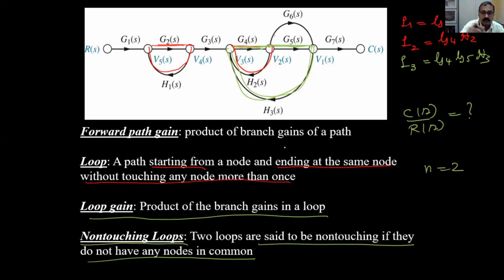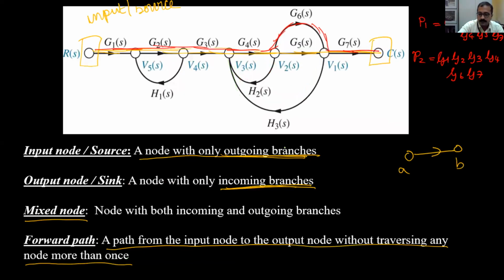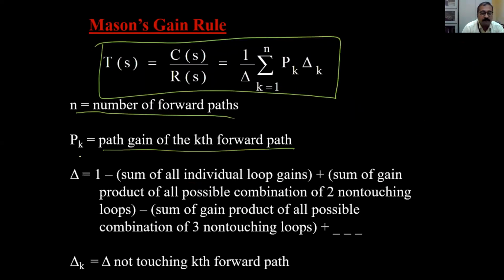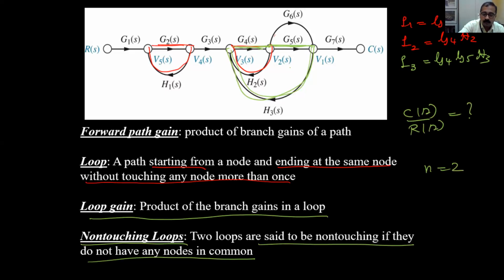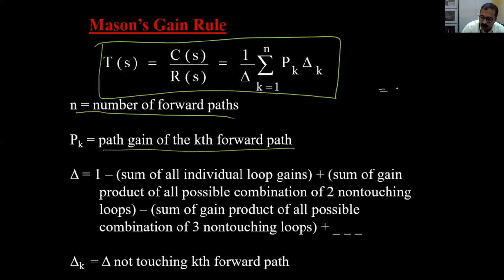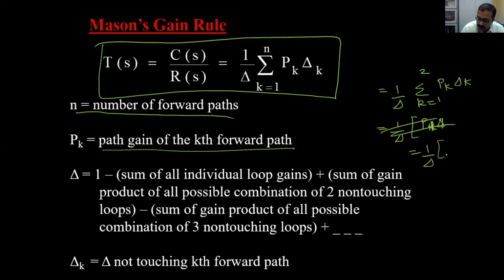So how many paths do we have here? We had 2 paths, right? P1 and P2, right? So P1 means path gain of the first forward path. P2 means path gain of the second forward path. Okay. So 1 by delta sigma k equal 1 to n Pk delta k. So for this example, what will be the Mason's gain rule? It will be 1 by delta into sigma k equals 1 to 2 Pk delta k. Or it means 1 by delta into P1 delta 1 plus P2 delta 2. Okay, for this given example.